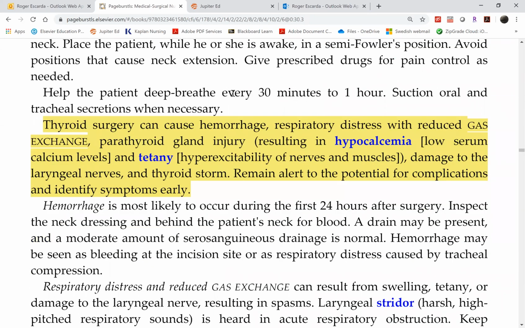This is a given for every patient, so we do that anyway for any post-op patient. Here is the hypocalcemic episode. The severe form, though, will be called tetany. And you learned this previously. What are the two signs of tetany?